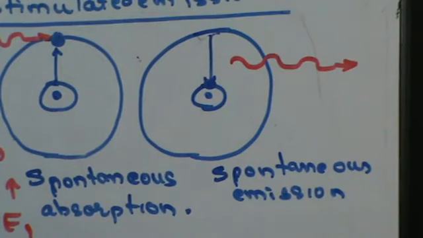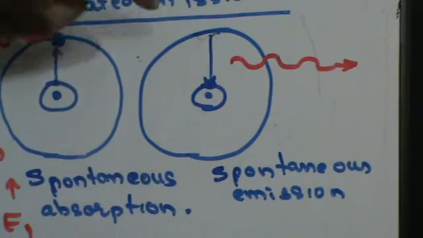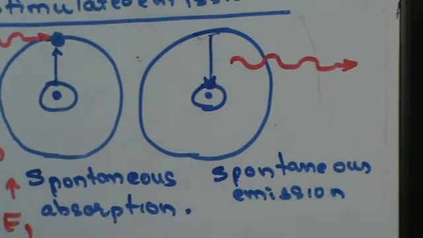Now during this process, when the electron is coming down from the excited state to the ground state, if it collides with a photon of any random frequency, then the frequency of the emitted photon will be equal to the frequency of the photon with which it is colliding. Let's draw this again and show it to you.